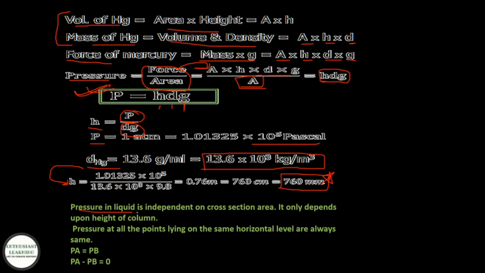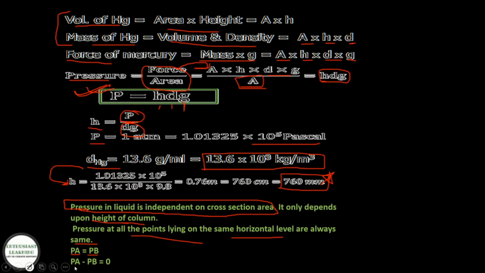We know that pressure in a liquid is independent of cross-sectional area. It only and only depends on the height. Pressure at all points lying on the same horizontal level is always the same. That means pressure of A is equal to pressure of B, or pressure of A minus pressure of B is 0.